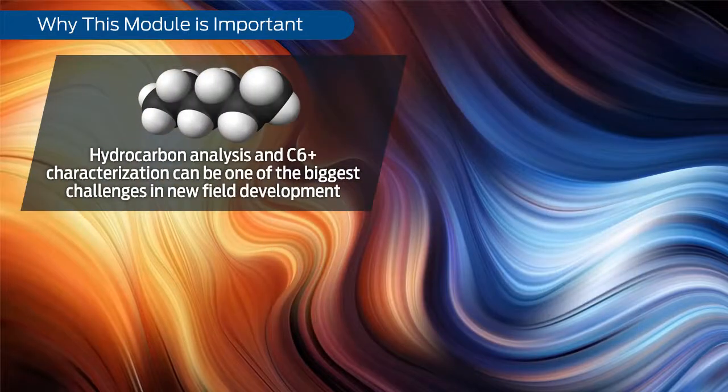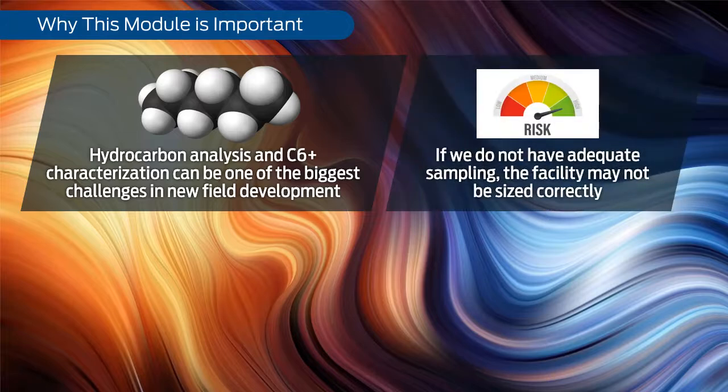Hydrocarbon analysis and C6+ characterization can be one of the biggest challenges in new field development. Adequate well stream sampling and analysis must be done to ensure that the phase behavior of the inlet fluids is well understood. If we do not have adequate sampling, or if the C6+ characterization used for the facility design is incorrect, the risk becomes that the facility may be undersized for liquids handling if the C6+ characterization is too light, or possibly much too large if the C6+ characterization is too heavy.